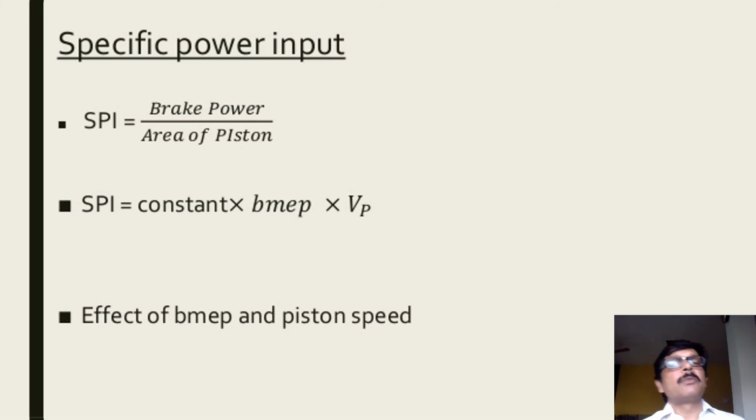Another important parameter is specific power output, that is brake power upon the area of the piston. Again, we can calculate it as a constant into brake mean effective pressure into piston speed. This shows the effect of the brake mean effective pressure and the piston speed.